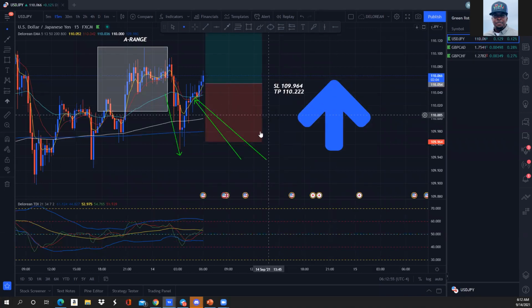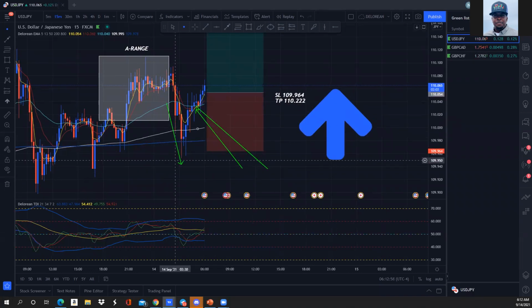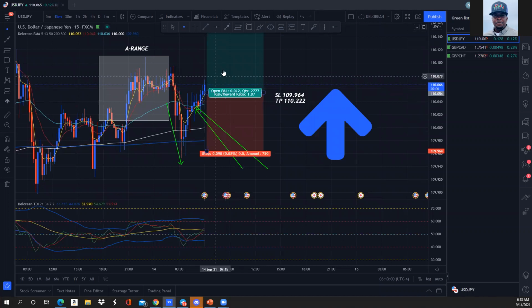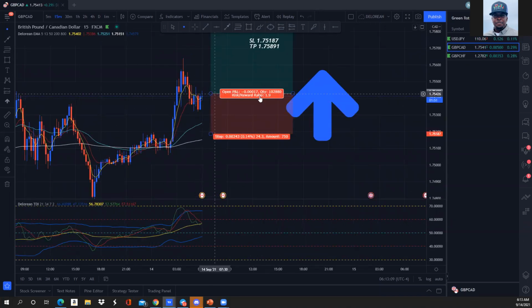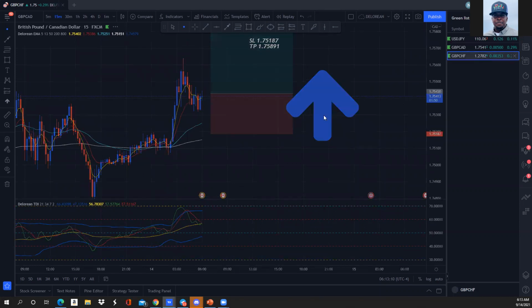All right, UJ looks good. We got one more candle. Next candle needs to be up here. Looking good so far. GCAD just down by a pip. G Chef just above entry.